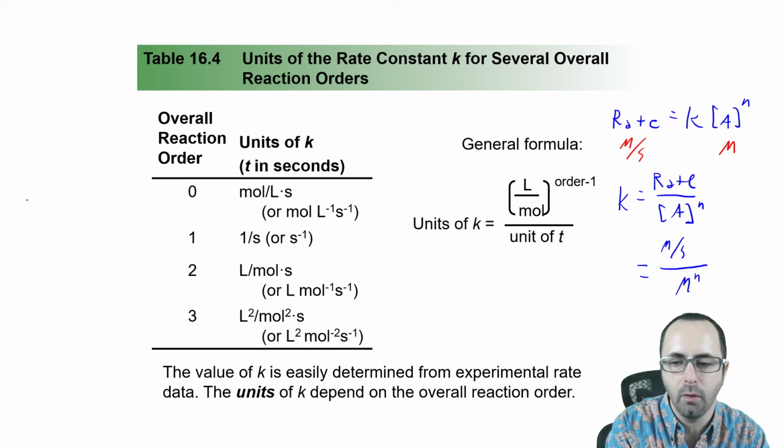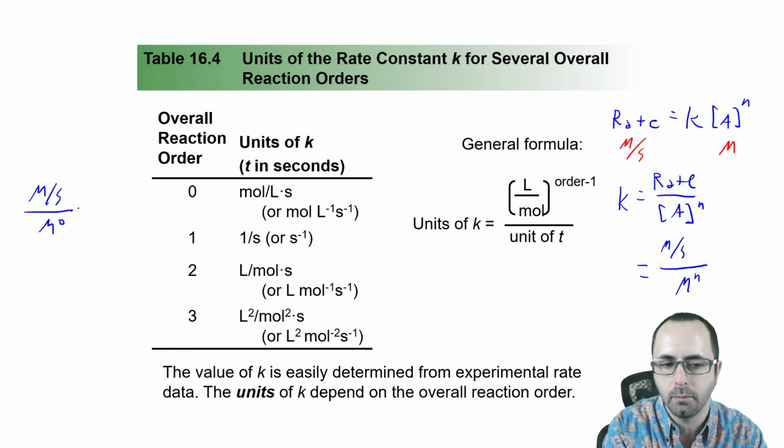Now, if it's zero order, that's going to be molarities per second over molarities to the 0 power. Molarities to the 0 power is 1, so this is going to be molarities per second. That's the same as moles per liter per second. That's exactly what they have here.